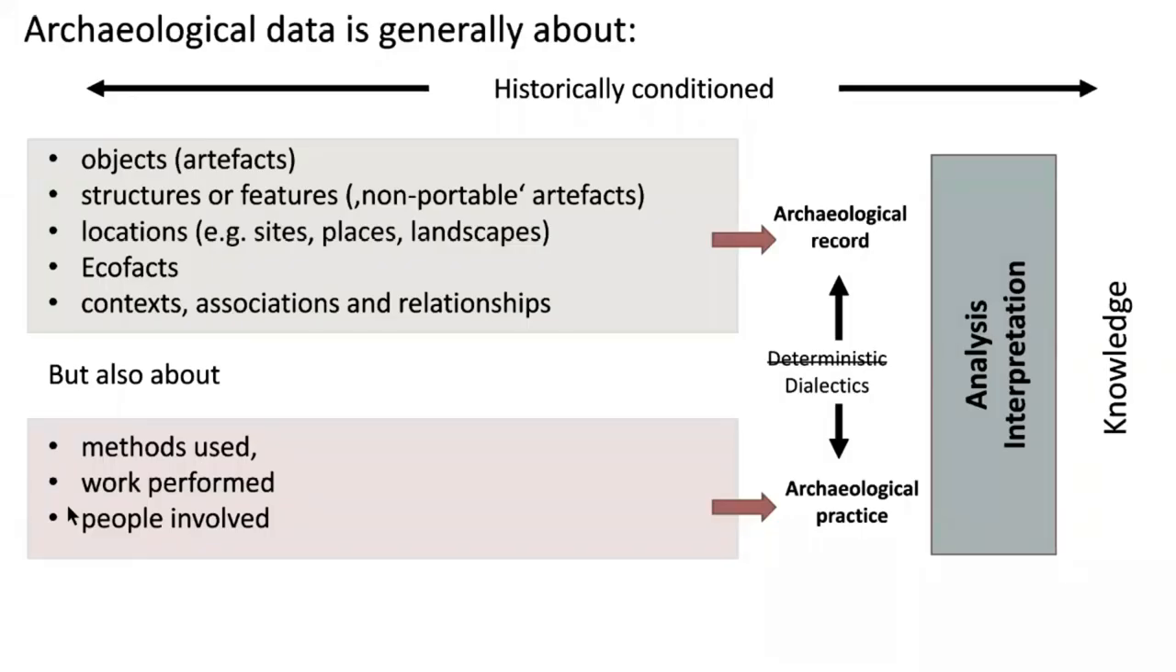If we look at what archaeological data is normally, historically, it's about objects of all kinds. Let's call them artifacts. It's about structures or features, let's say non-portable objects, like ruins of architecture or some layers of soil that have been transformed by people and so on. It's about places, about locations: sites, places, landscape. It's about different kinds of ecofacts, so all these natural material remains that have been affected directly or indirectly by some human activities.